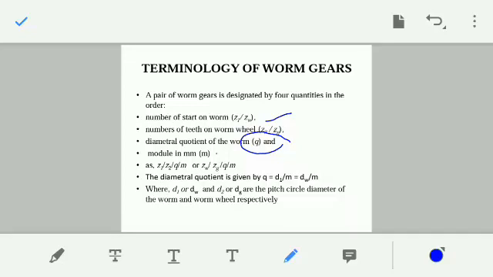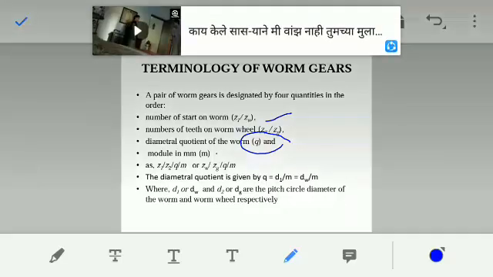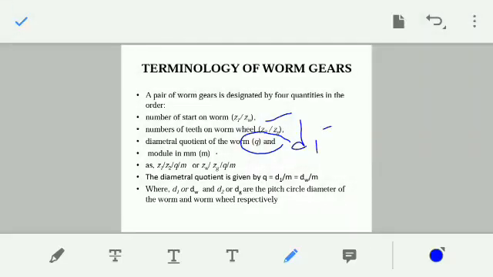Now your signature will be Z1 oblique Z2 oblique Q oblique M, or in some books it will be designated as ZW oblique ZG oblique Q oblique M. The diametral quotient or quotient is given by D1 upon M. This notation D1 is given to the threaded part or worm or threaded shaft, and in some books it is DW, so W stands for worm. So Q is D1 or DW by module M. From this you can get the reverse formula: D1 is equal to Q into M. That is, pitch circle diameter of the threaded part is equal to diametral quotient into module, where D1 or DW is the pitch circle diameter of worm, and D2 or DG is the pitch circle diameter of worm wheel.